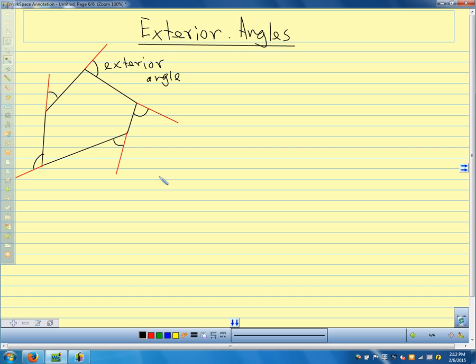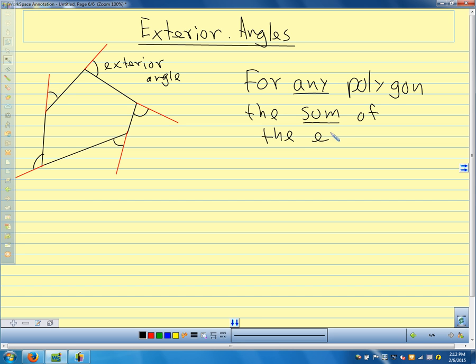Exterior angles are very nice. For any polygon, the sum of the exterior angles, sum tells us all of them together, is always 360 degrees. So that makes it nice and easy. The exterior angles, if we add them up, we always get 360 degrees.